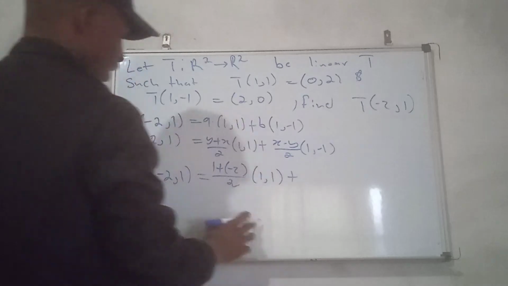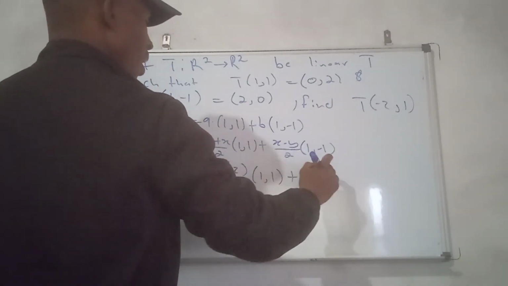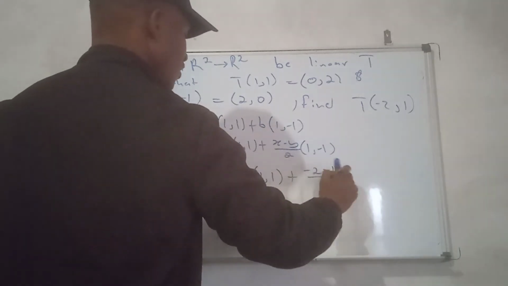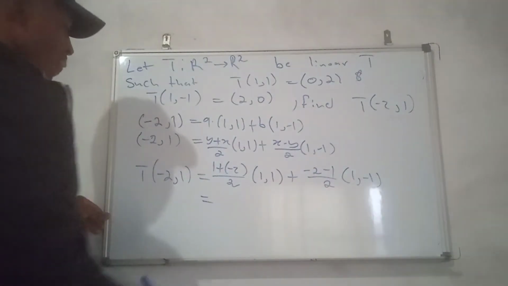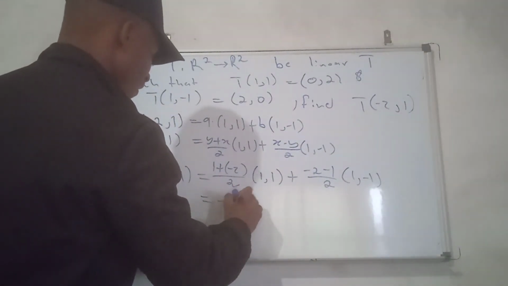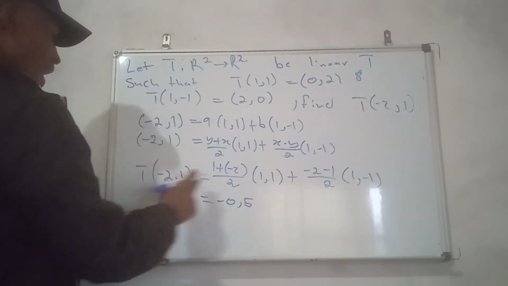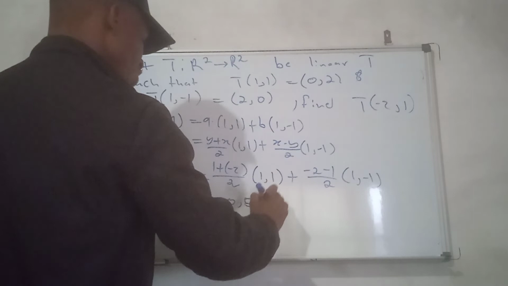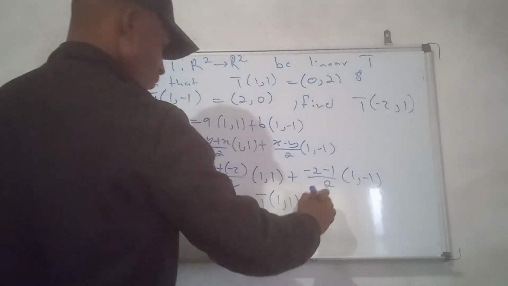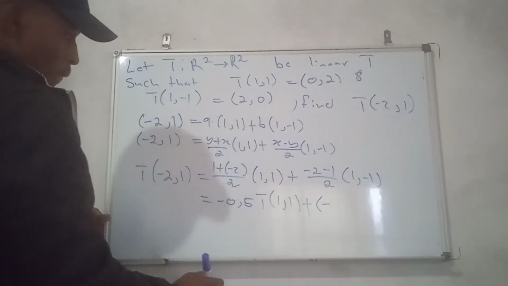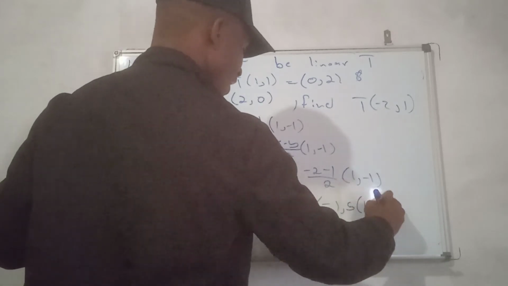Let me not rush it this time. What is my x? It's minus 2. Minus, what is my y? It is 1, all over 2, times (1,-1). So this is the same as minus 1 over 2, times (1,1). But since I'm inventing T on this side, I must also invent T here, which will be T(1,1). Plus, this will be minus 3 over 2, times (1,-1).